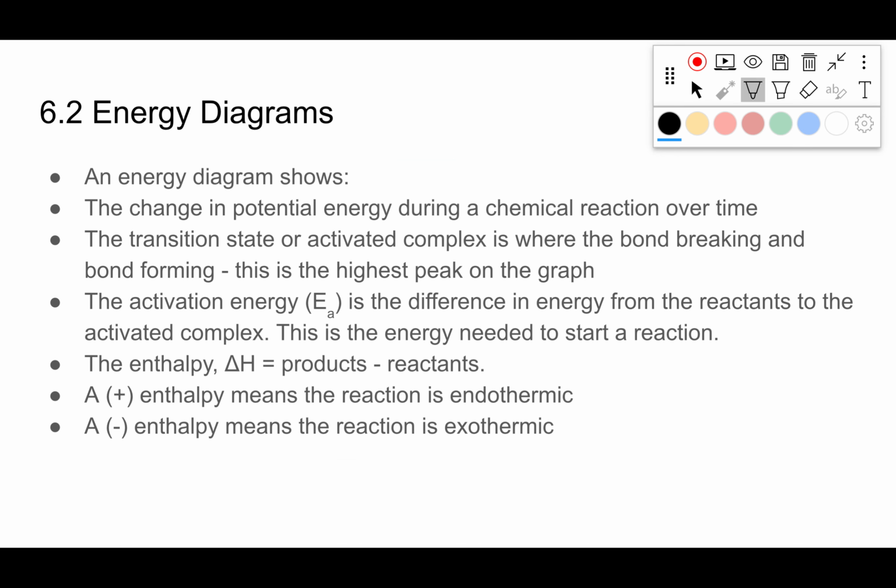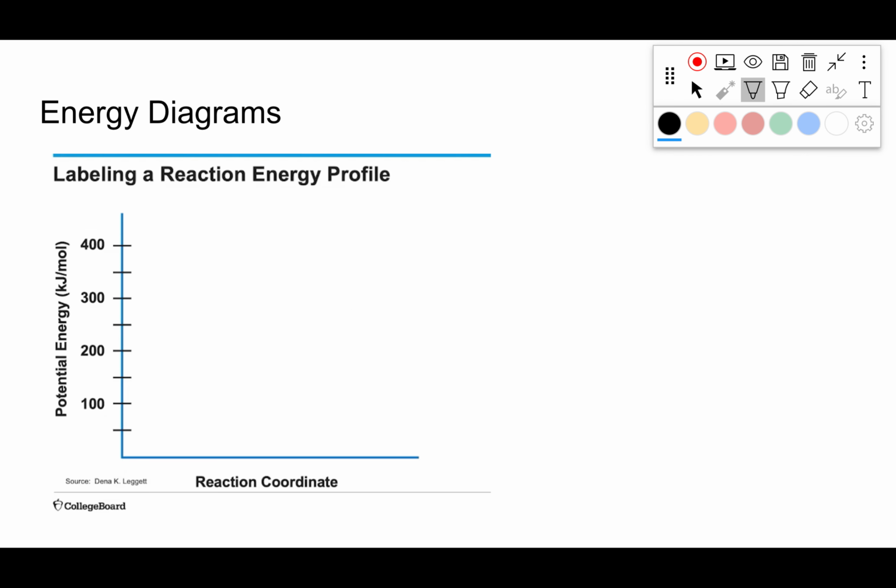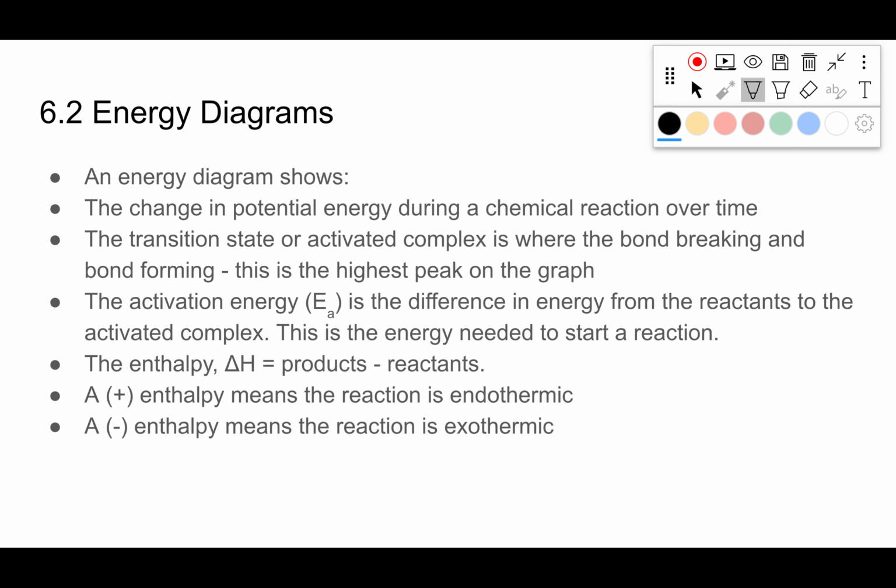So going back to the different parts of our energy diagram, it's showing us the change of potential energy during that chemical reaction over time. That's the reason our x-axis just says reaction coordinate, and it's not really specific amounts of time or anything. It's just showing the changes. There's something called the transition state or activated complex, and this is where our bond breaking and bond forming occurs between our reactants and products. On these graphs, it's always the highest peak on the graph.